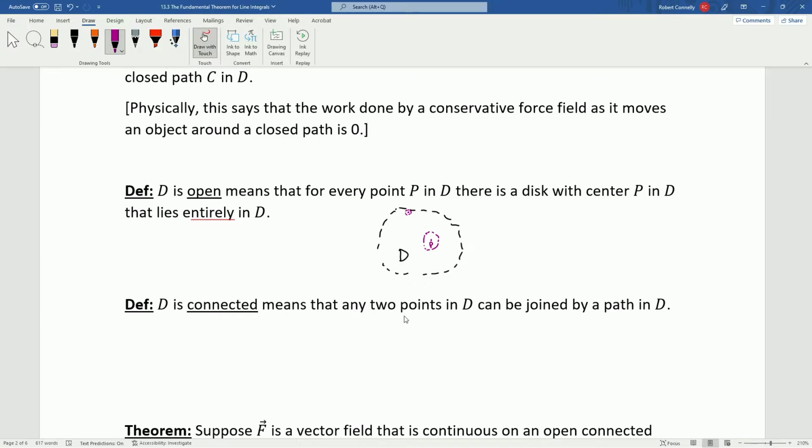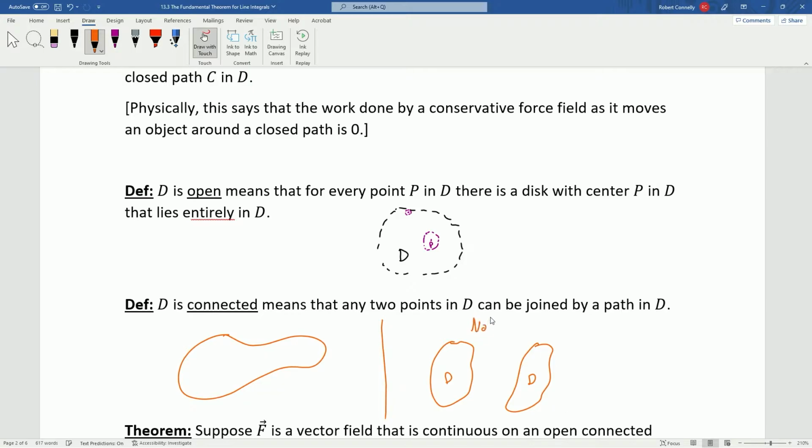Okay, and D is connected means that any 2 points in D can be joined by a path in D. So, for example, if I had something like this versus something like this, so if these were the region D, these would not be connected because you could take a point here and here, and if you tried to draw any path between them, that path is not going to stay within the region D. But over here, all of our points are connected because for any 2 points, I can just draw a curve through that region without any problem.